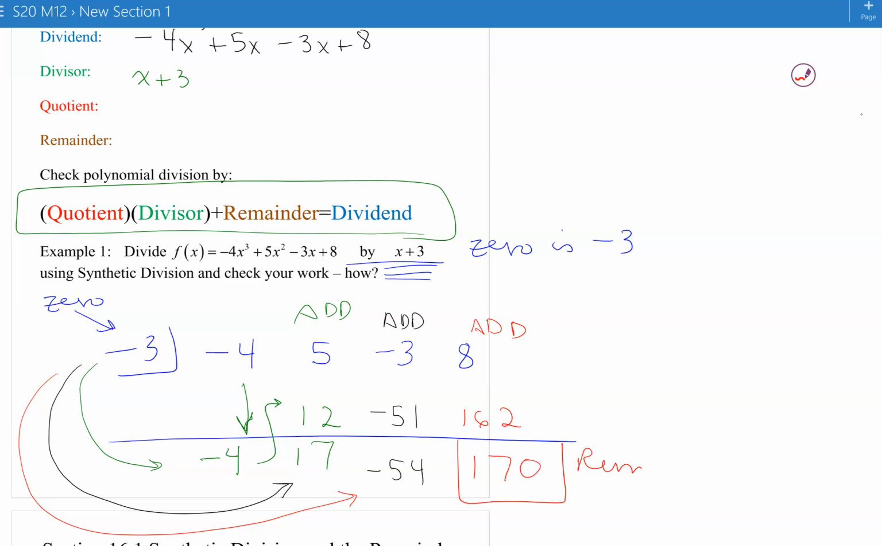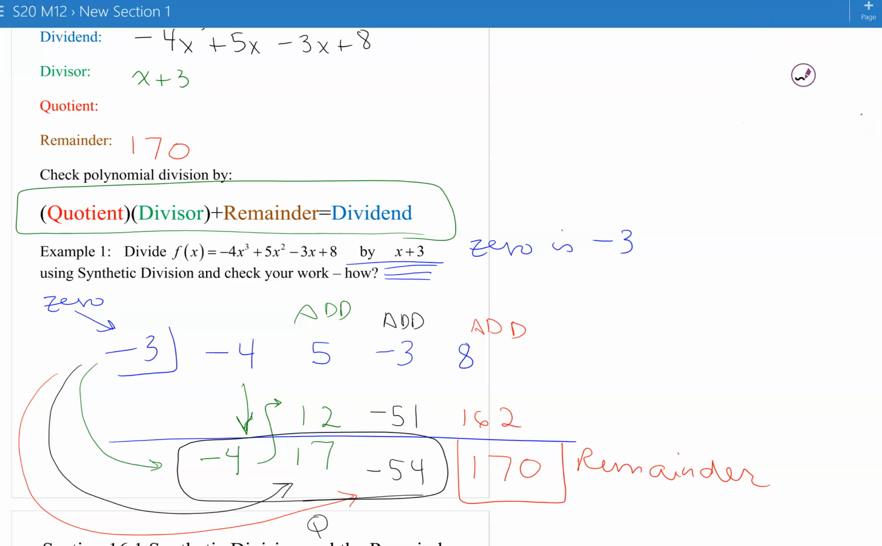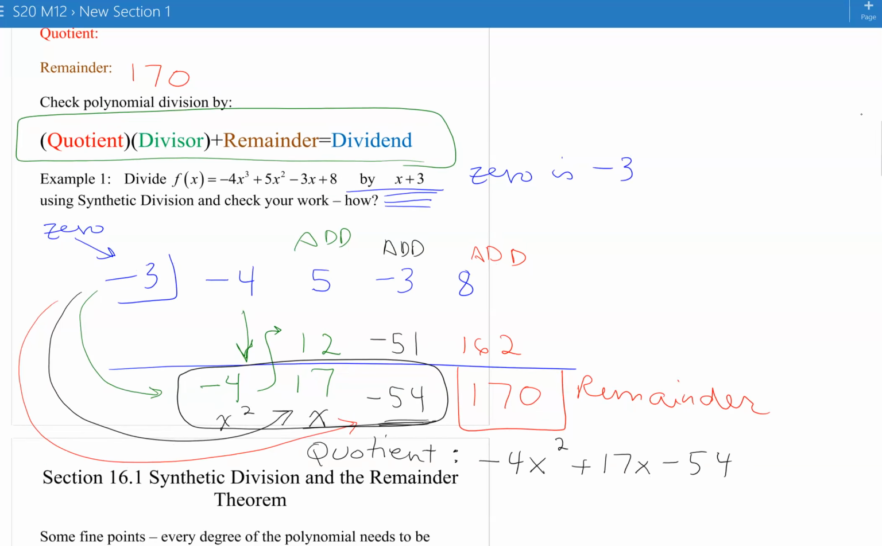So the last number is your remainder. So our remainder is 170. Then the other numbers represent your quotient. And just as we suppressed or didn't write the x parts of the terms, this is your quotient where the last number is the constant, the 17 is the x term, and the negative 4 is the x squared term. So your quotient is going to be negative 4x squared plus 17x minus 54.